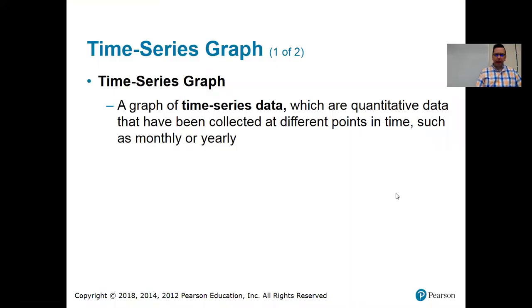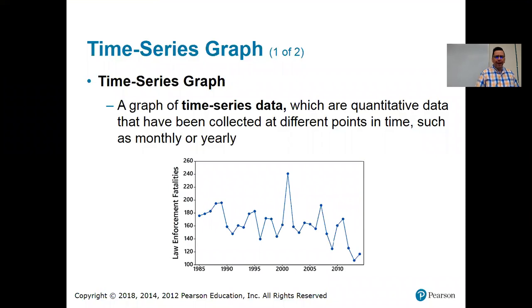Okay, next we have time series graphs. A graph of time series data, which are quantitative data that have been collected at different points in time. I think we talked about time series data maybe back in chapter 1, such as monthly or yearly. And you've probably seen a graph that looks like this at some point. Law enforcement fatalities by year. So you just get the number for each year.